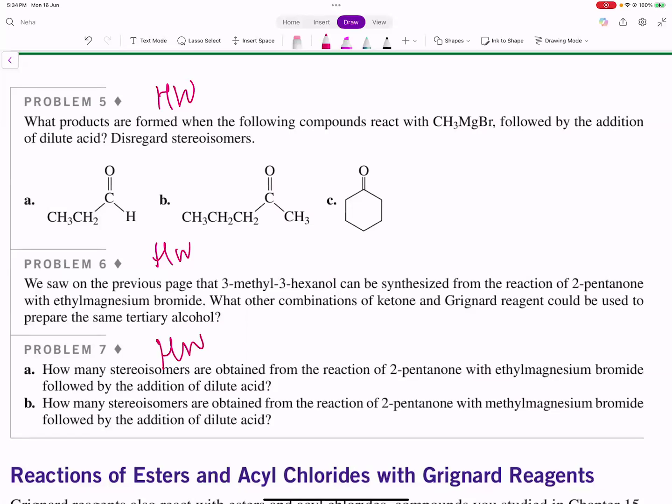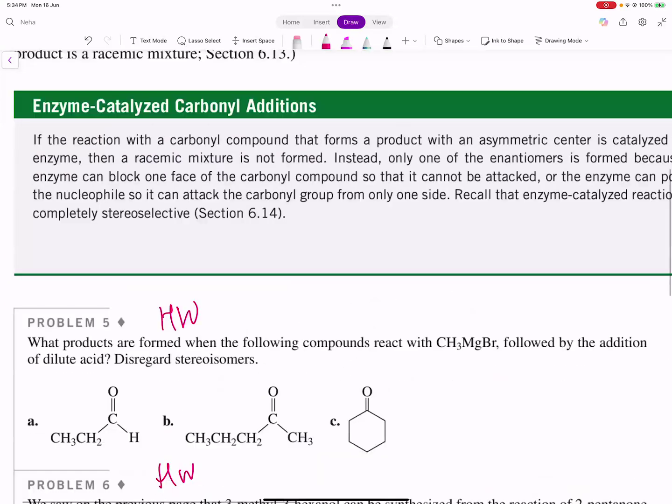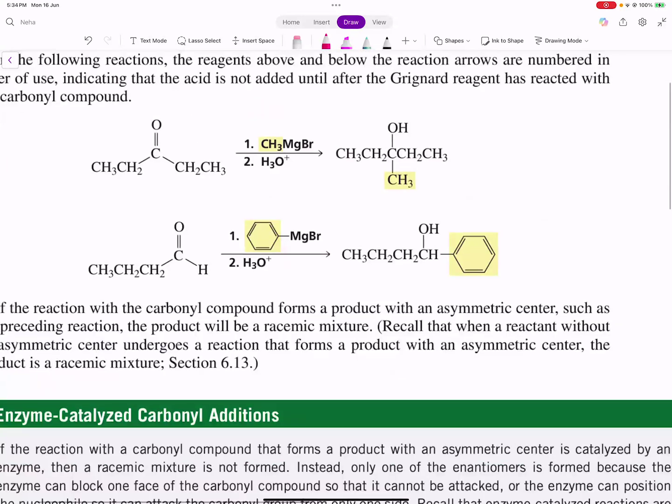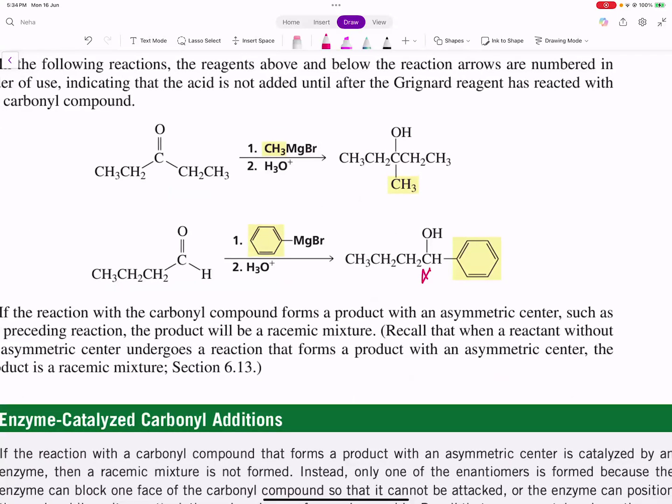And now they are talking about stereoisomers also. When stereoisomers are created, for example, the attack can take place on both the top face and the bottom face because it is planar. So we'll get both enantiomers. We'll get a racemic mixture.